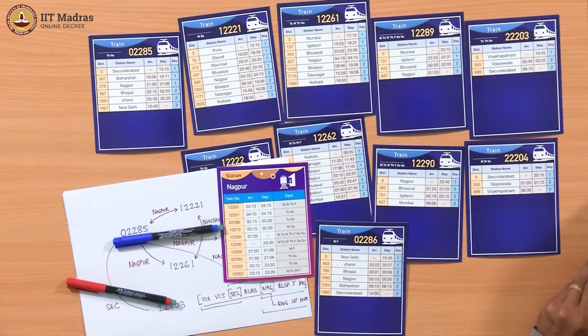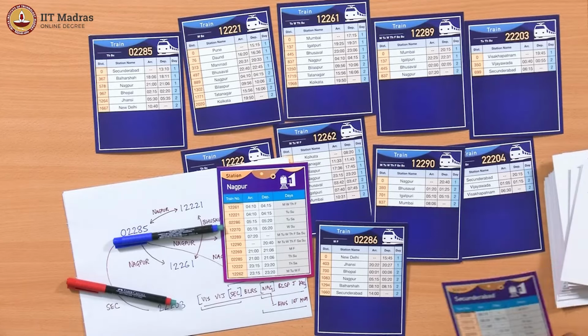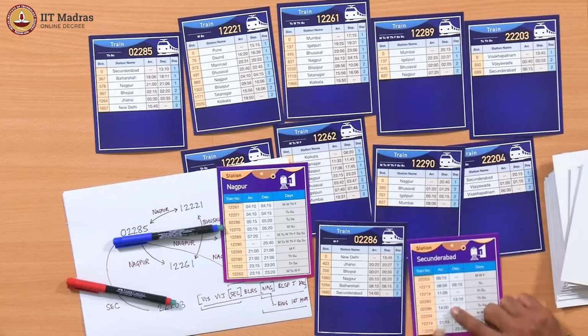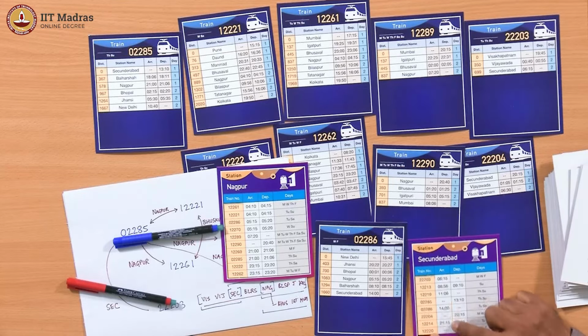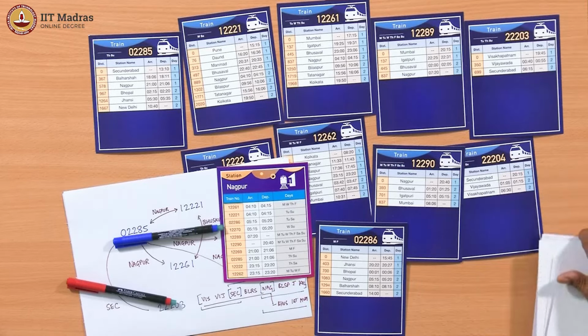But what is the next one? Secunderabad. So what is the train? 2286 supposed to arrive at 2, it came at 3. Again, no problem. So like this, one can propagate, I presume, the delay, right?